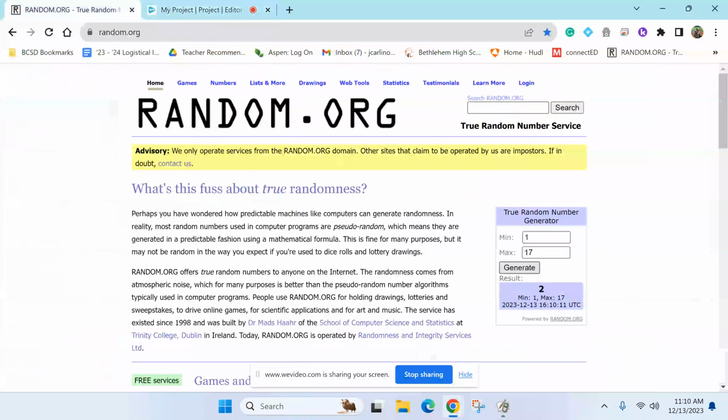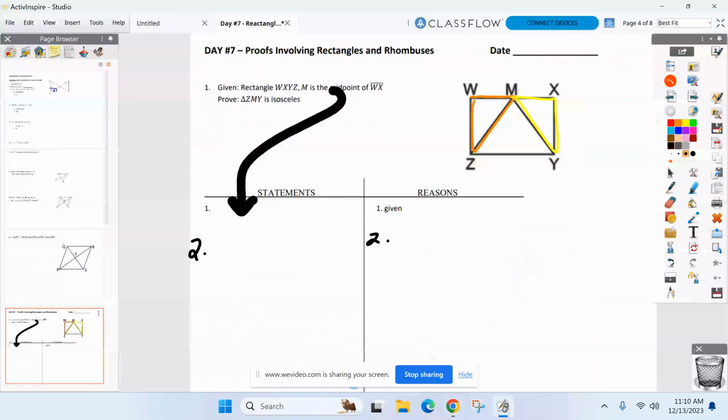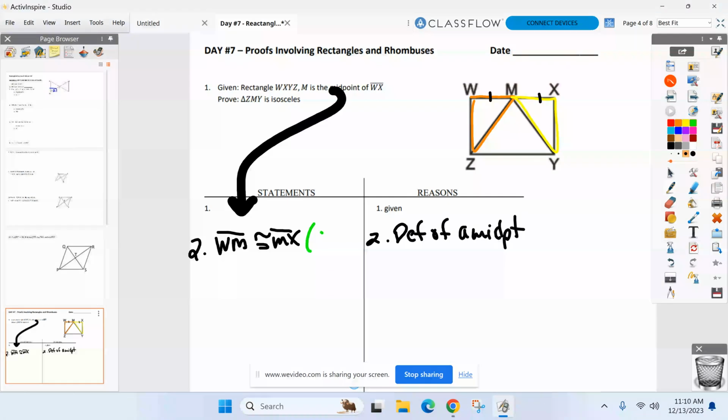True. Zoe. There you go. WM congruent to MX. There's our first pair of sides. Definition of a midpoint. And now I can put an S next to that.